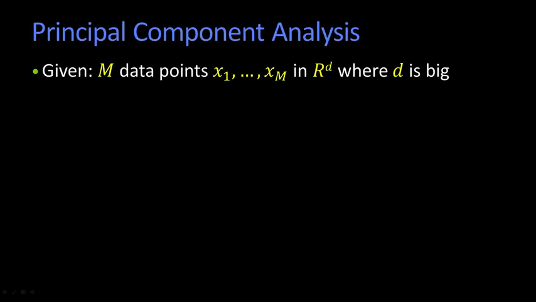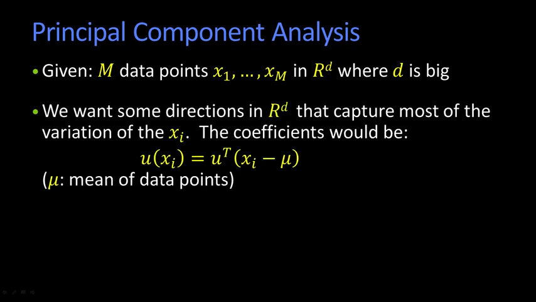Assume we have m data points, x1 through xm, where they're in some d-dimensional space, where d is big, really big, at least 10,000. Maybe it's a million. So if I had a 1K by 1K image, that would be 1,000,000 pixels, right? So I'd have a 1,000,000 dimensional space. So what we want is some direction in that big space that captures most of the variation.